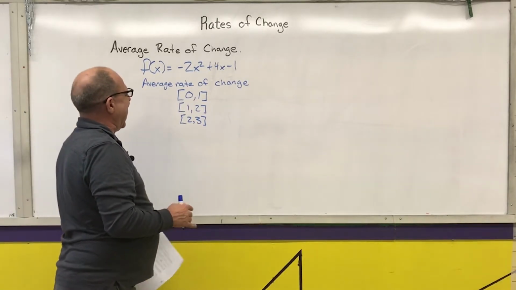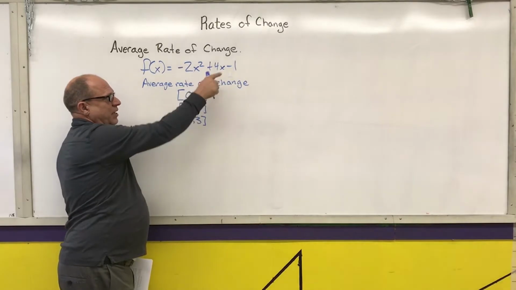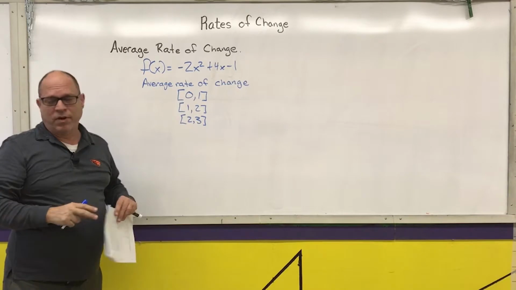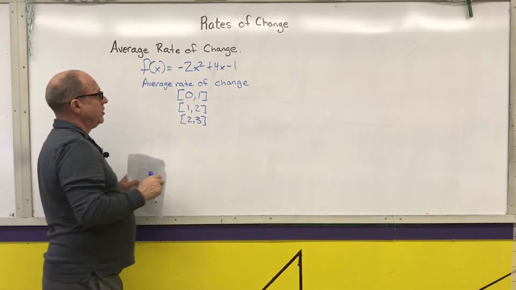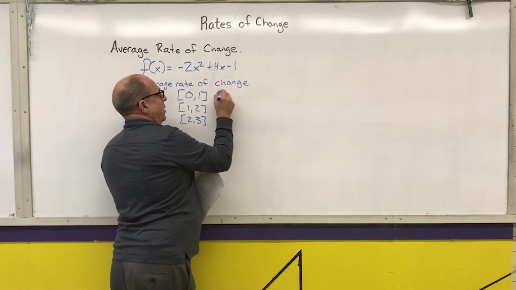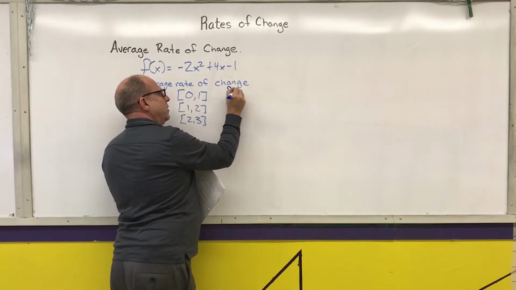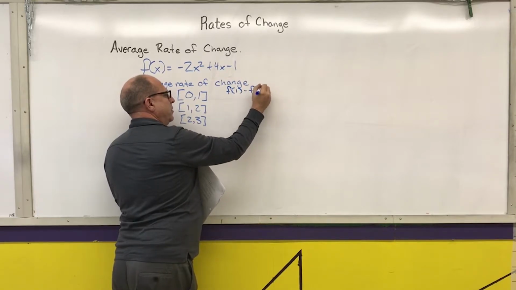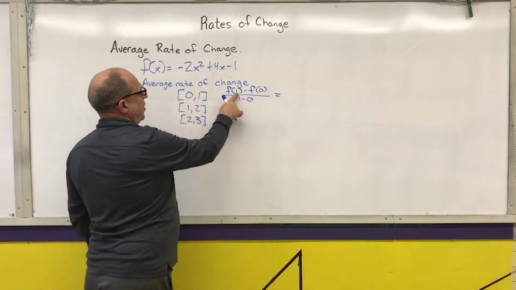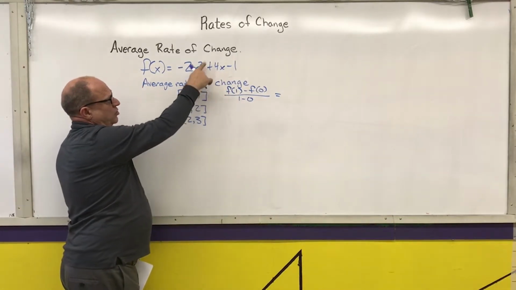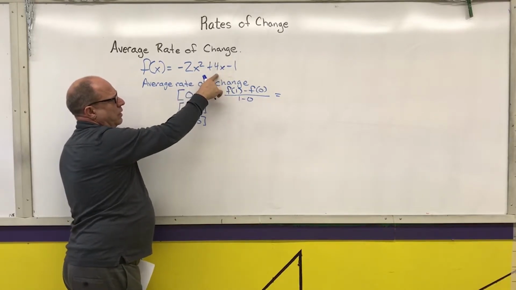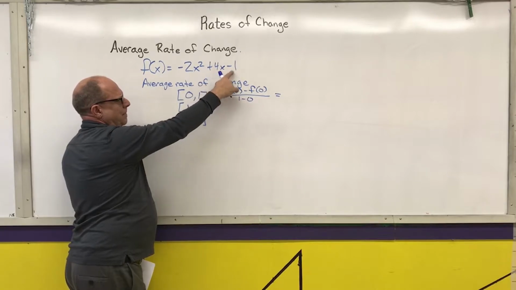So I don't want to stick these numbers in and then keep sticking another number in. I can do that, but I can write a generic equation. So I'm going to do it two ways to show you that there are two methods to do this. So the average rate of change is going to be f of 1 minus f of 0 all over 1 minus 0 for this one. f of 1 means put 1 into my function. 1 squared is 1 times negative 2 is negative 2. 4 times 1 is 4. Negative 2 plus 4 is 2. Minus 1 is 1.